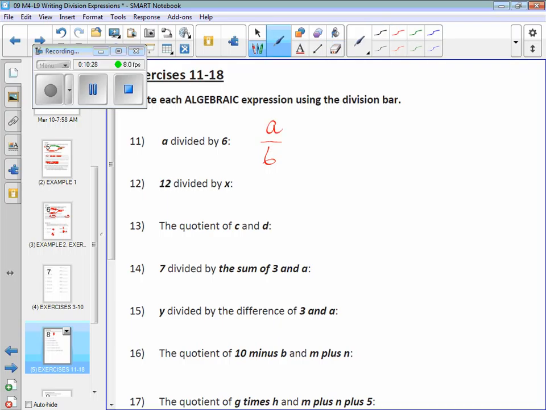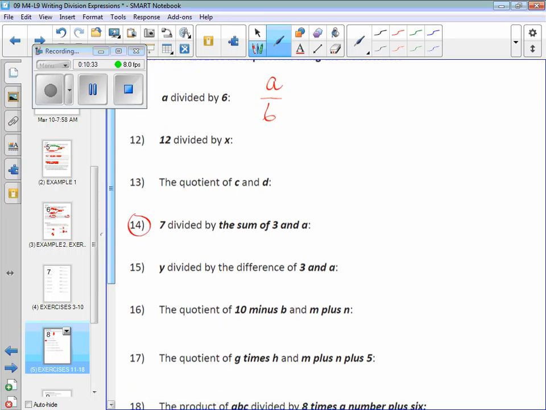Okay, I want to skip down and do 14 because they do get progressively a little bit more difficult. But you're going to put it from top to bottom the way that you read it. 7 divided by the sum of 3 and A. Now, I will tell you this. I've given you a little bit of a hint in that the numbers or the expressions or the terms are in bold-faced print. So if you take a look at this first part, this 7's all by itself in bold-faced print. You just have to decide, is that top or bottom?